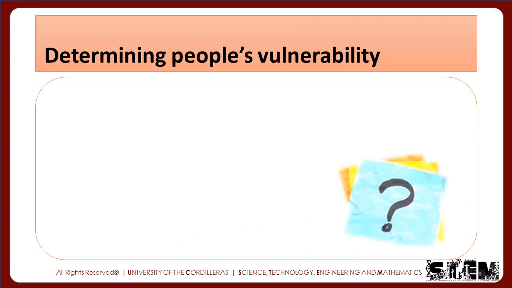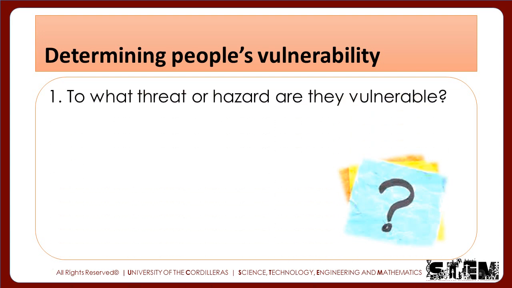All right. We have also here determining people's vulnerability. How can we determine it? First is, to what threat or hazard are they vulnerable? We must know what usually strikes their place. Is their place being struck by an earthquake? What is the hazard that usually affects them? Is it through war? Is it through flood? Or whatever hazard that may affect them.